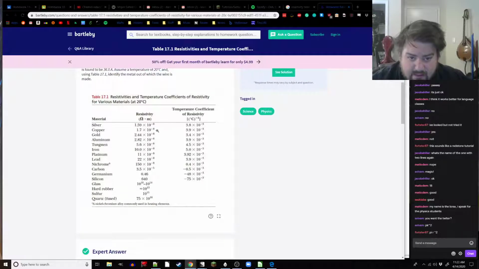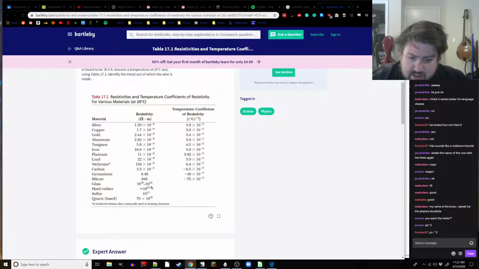Yeah, okay, so silver. There we go. Even the right units, ohms times meters. Silver, really tiny, 10 to the minus 8 ohm meters. Copper, gold, aluminum, tungsten. These are all good conductors. Carbon is a lot worse. So we're going from 10 to the minus 8 up to 10 to the minus 5. So that's a 1,000-fold increase in resistivity.